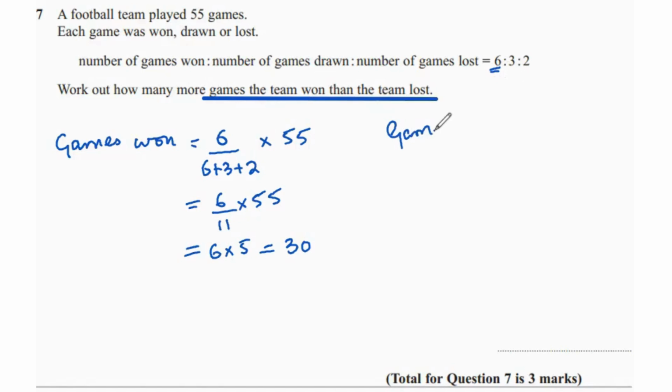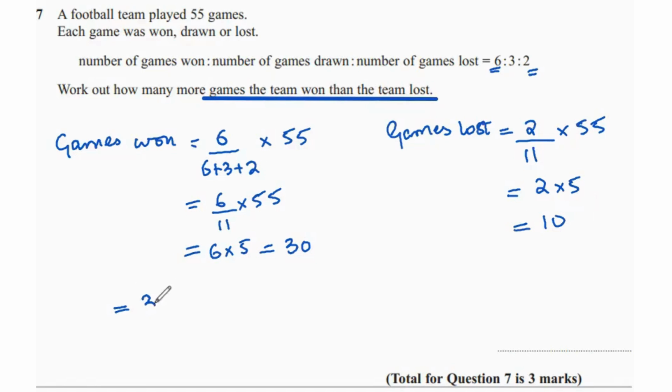Similarly, for the games lost, the numerator is going to be 2. Denominator is the same, which is 11, times 55, because we played 55 games in total. So that's 2 times 5, and that's equal to 10. How many more games the team won than the team lost? We subtract 30 and 10, and that gives us 20. So 20 more games were won than the team lost.